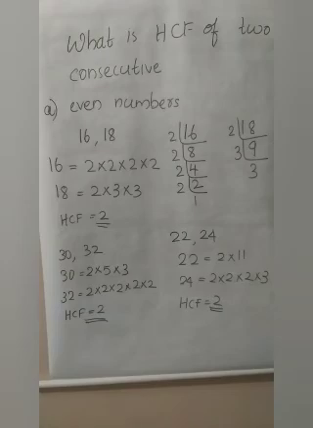It is only for consecutive even numbers. If they are asking about simply even numbers, the HCF may not be 2. It may vary depending on the numbers. But for every pair of consecutive even numbers, the HCF is 2.